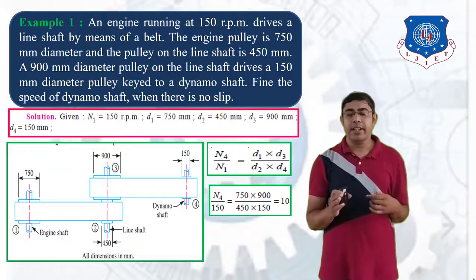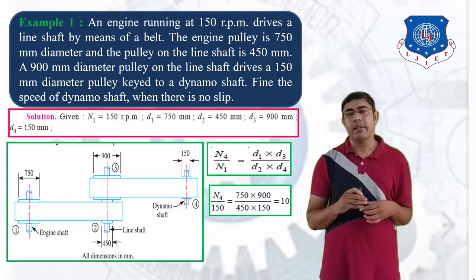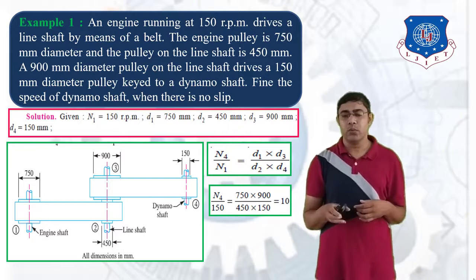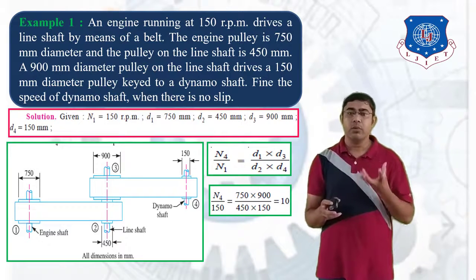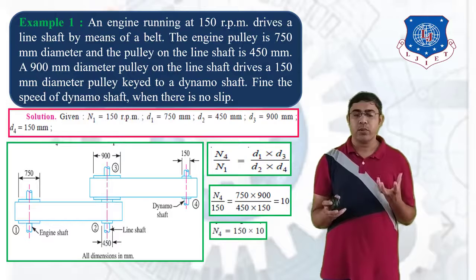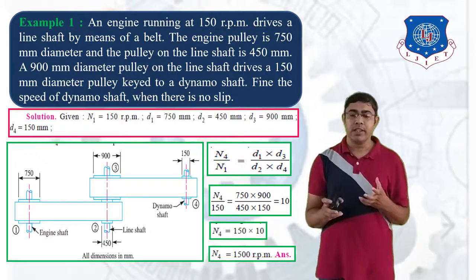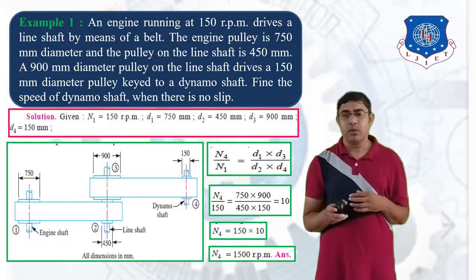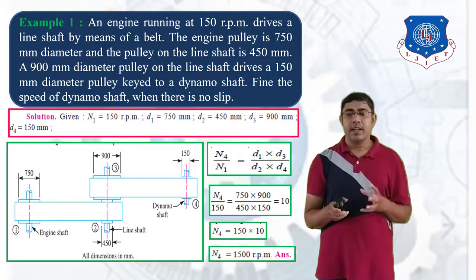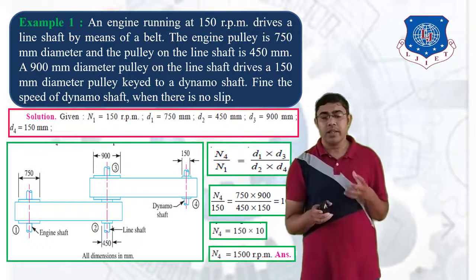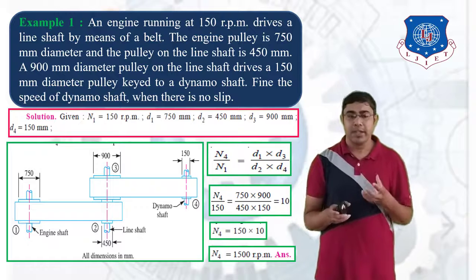So we get N4 divided by 150 is equal to 10. Now we have to calculate N4. So N4 is 150 into 10, so N4 is equal to 1500 rpm. That is our answer. That is, N4 is the dynamo shaft speed.